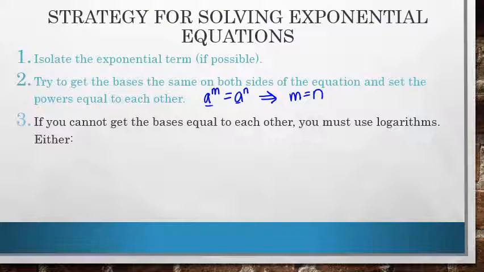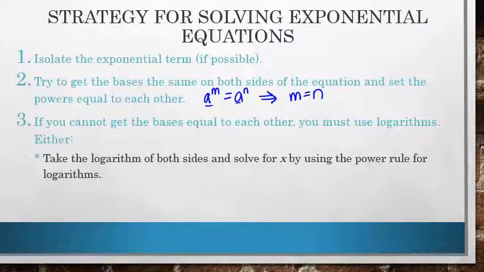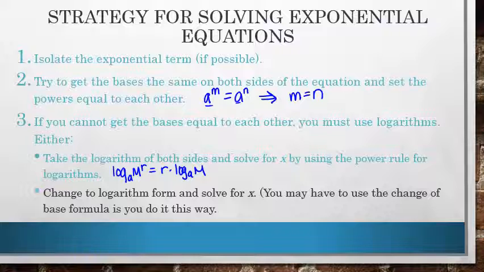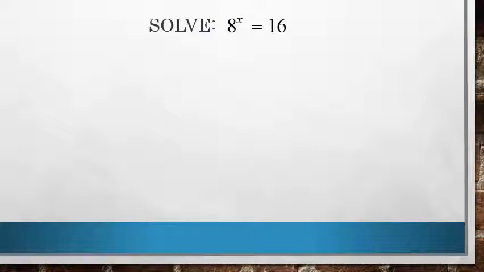So if you can't, then there's two different options that you can choose, whichever one you feel the most comfortable with. I usually always do this first option, which is to take the logarithm of both sides and solve for x by using the power rule for logarithms. So that power rule says if you have something to a power, you can move that power in front as a factor. Or you can change to logarithmic form and solve for x. You may have to use the change of base formula to do it this way. So again, I usually always do that first bullet point, and that's what I'll be modeling here for you.